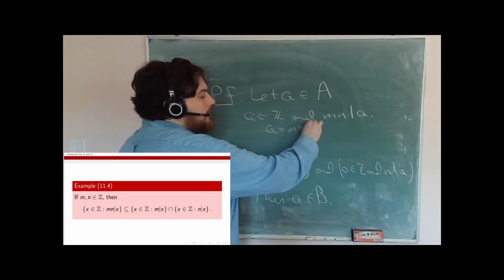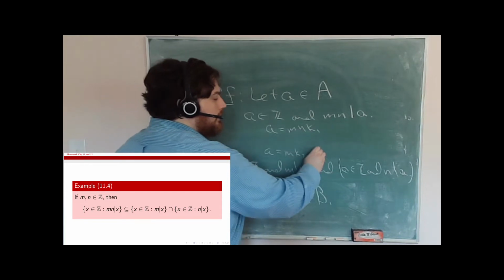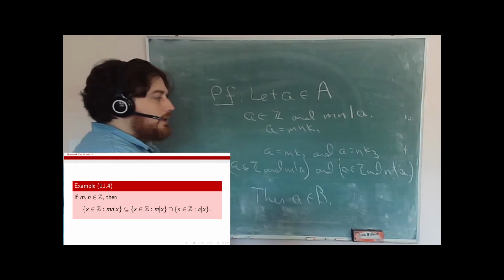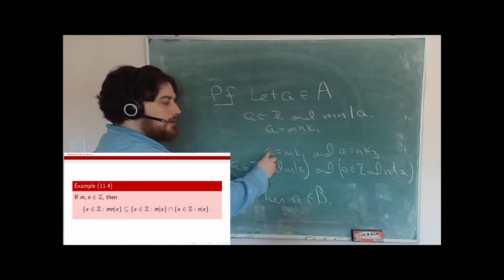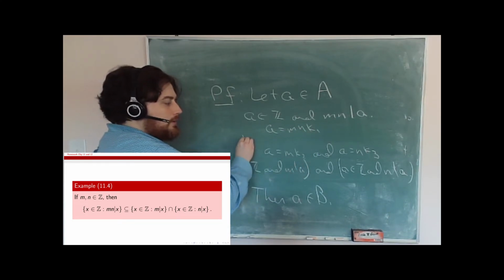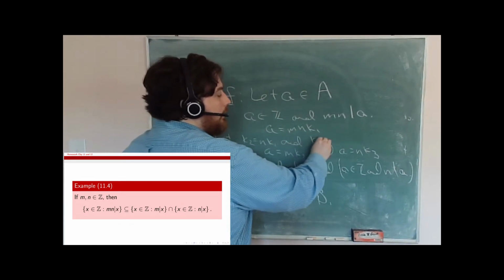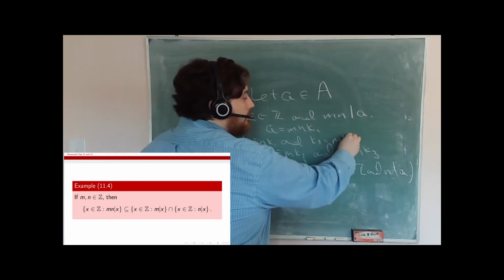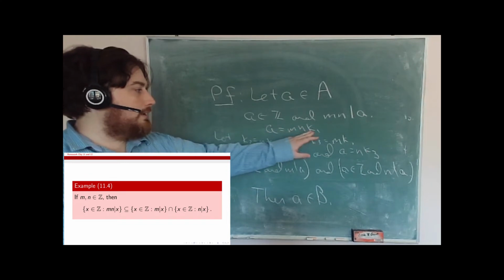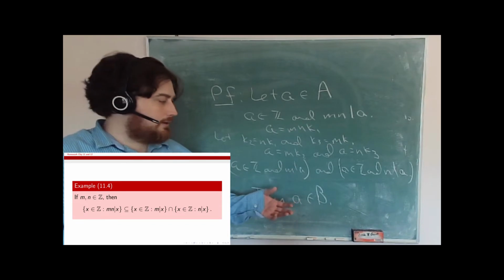a is m times n times k1, and I have to show a is m k2, and a is n k3. And so actually, I kind of already have this because I noticed that a is m times n k1, but n k1 is an integer. So we'll let k2 equal n k1, and we'll let k3 equal m k1. And we'll notice that a is already written as m times k2 and n times k3. So therefore, m divides a and n divides a.